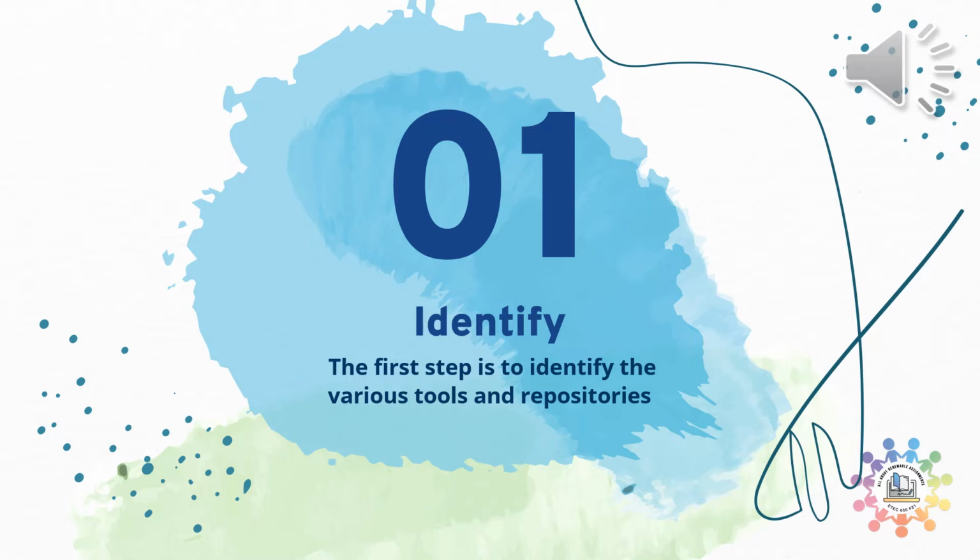This next section introduces the first step in the 5-step process, which is to identify the tools and repositories available for locating and sharing renewable assignments.